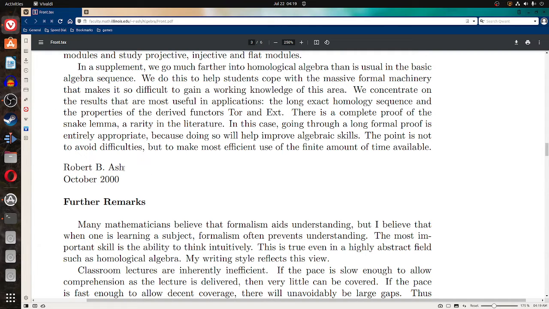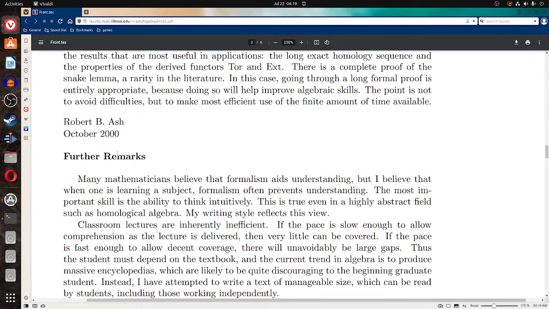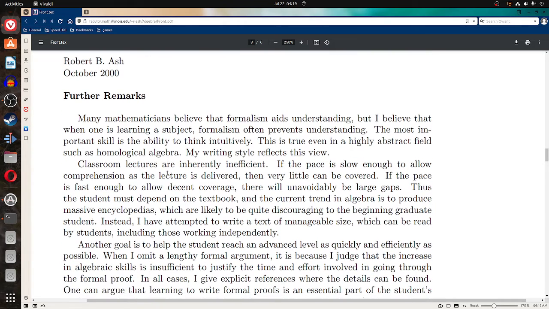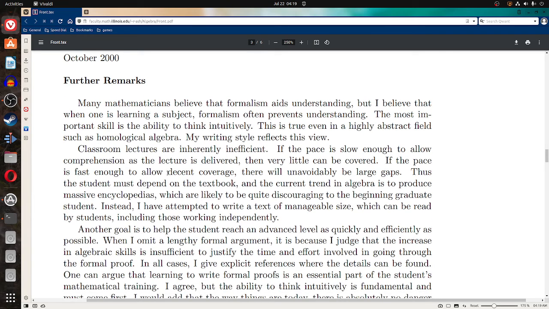That was Robert B. Ash, October 2000, and sadly this gentleman passed away. You can see the article and the obituaries linked in the first video in this series.